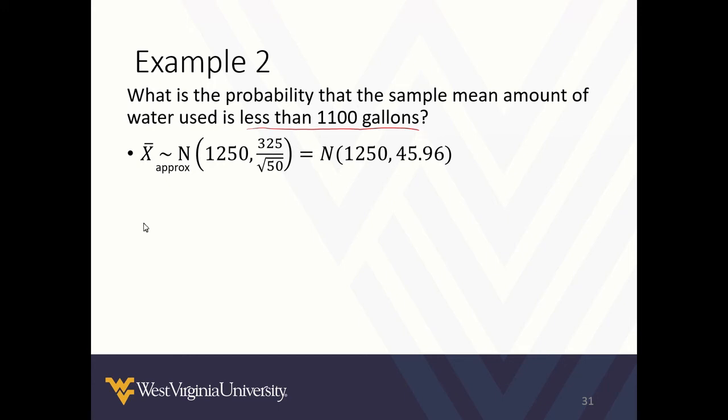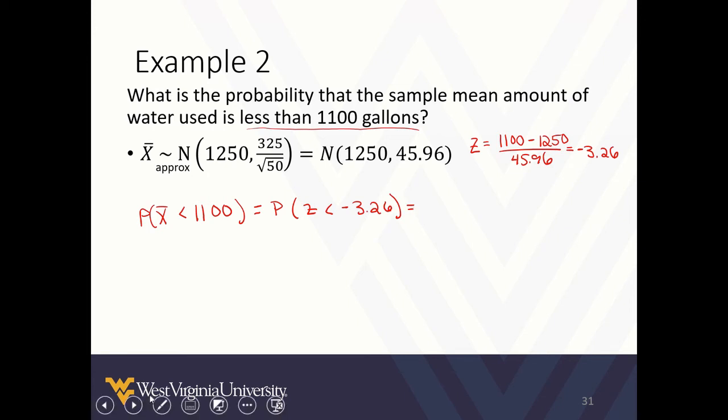So as we want to find the probability of our sample mean being less than 1,100, we can use our knowledge of z-score, where z is going to be 1,100 minus 1,250 divided by 45.96. This will give us a z-score of negative 3.26. So we are going to really be trying to find the probability of z less than negative 3.26.